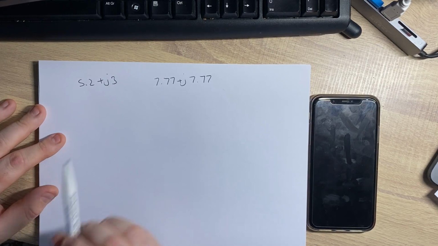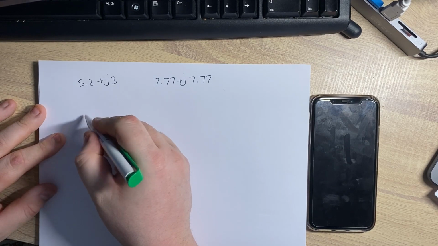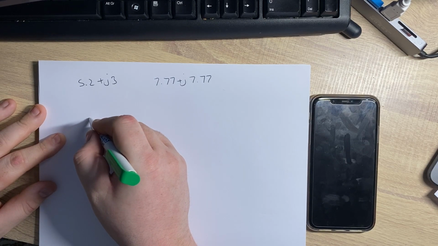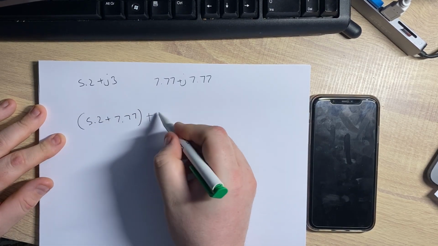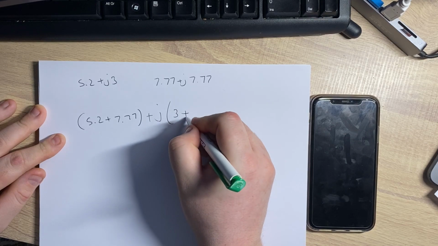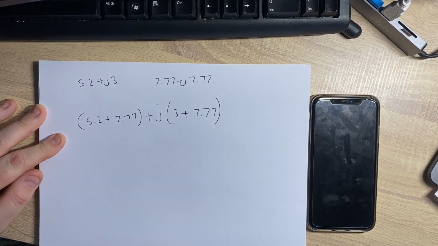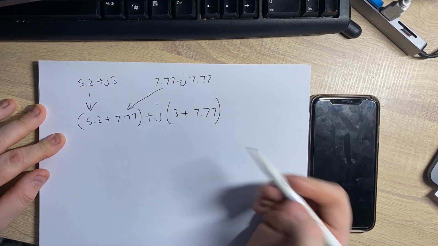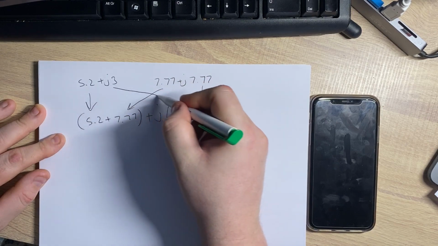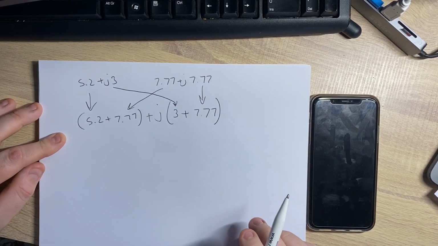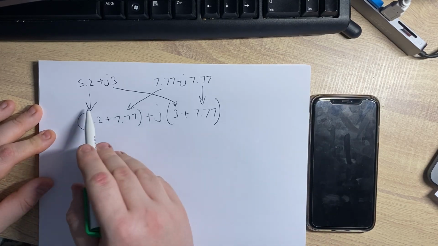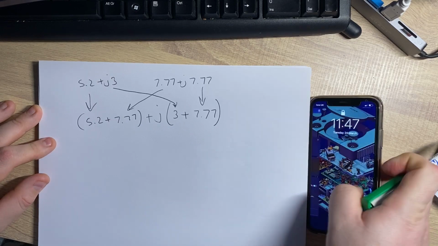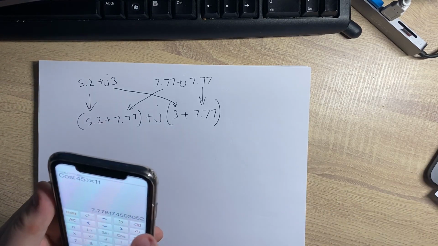So 5.2 added to my 7.77. So the equation will look like plus 7.77, plus J3 plus 7.77. And where that's come from is obviously 5.2 is there, your 7.77 is there. That 7.77 comes down to here, and your J3 comes down to there. Yeah. So 5.2 plus 7.77, I've been off work far too long now to be able to do that in my head, I'm ashamed to say.